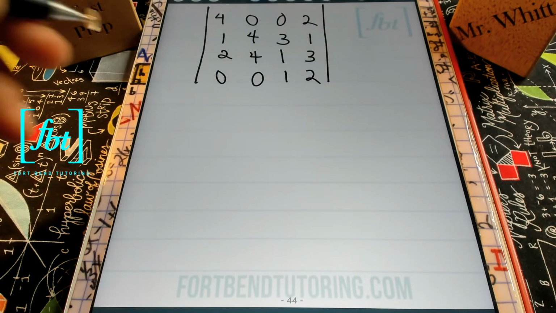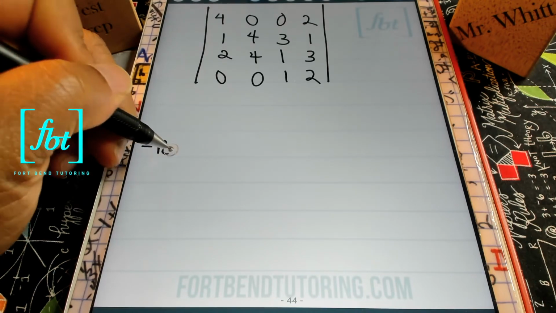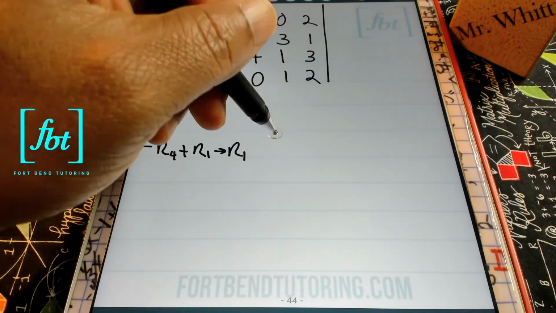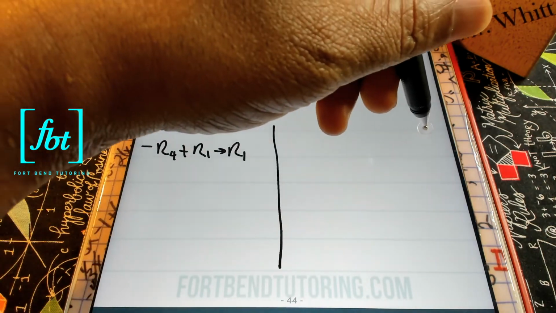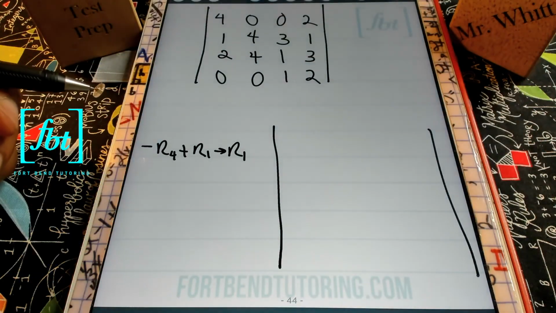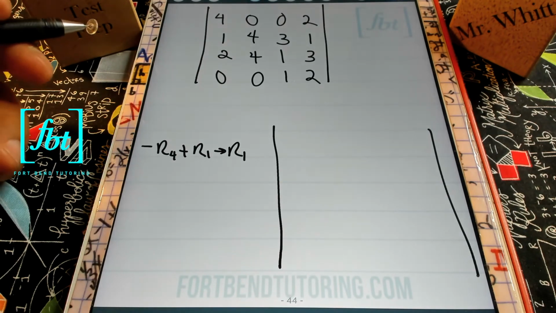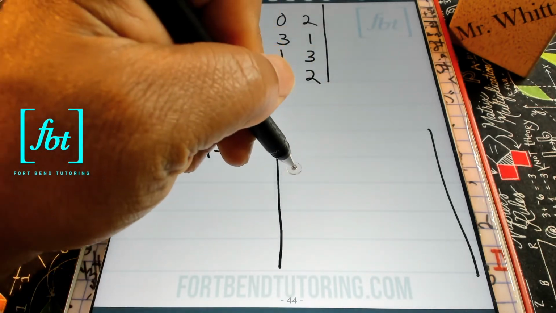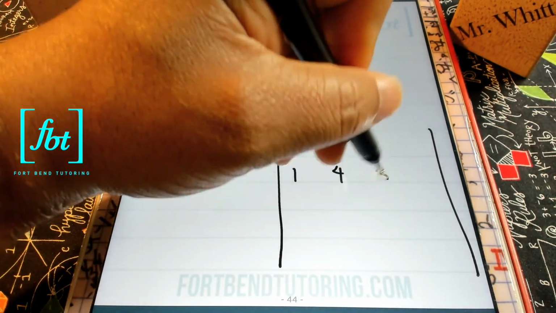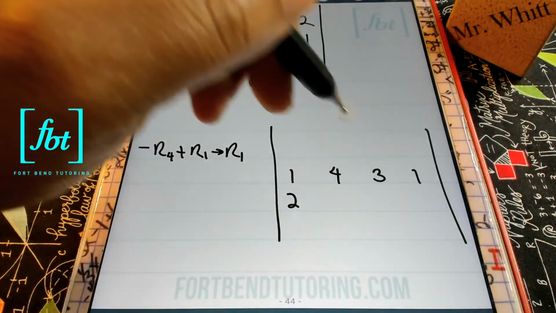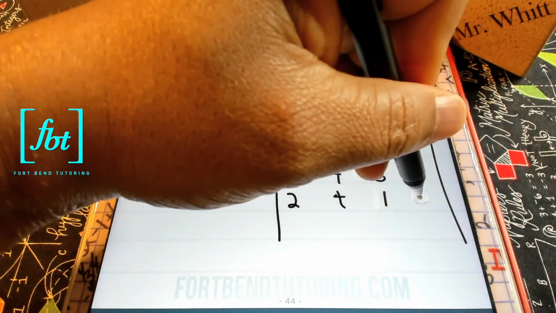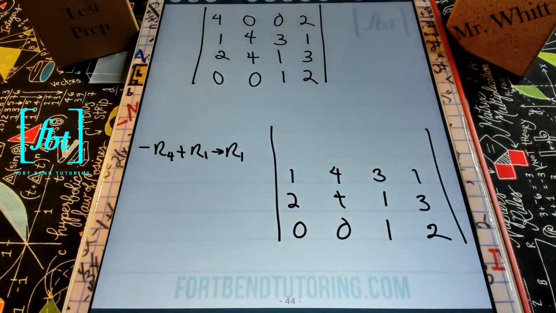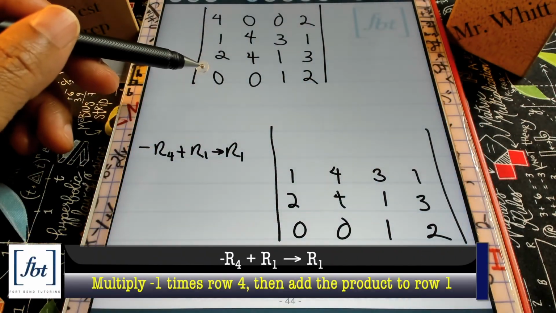In my next operation, I'll be finding the opposite of row 4, adding that to row 1, putting the result in row 1. Just like this, people. So that means that I'll be bringing down the second, third, and fourth rows unchanged. So we'll have 1, 4, 3, 1, 2, 4, 1, 3, as well as 0, 0, 1, 2. We'll be taking the opposite of 0, which is 0.